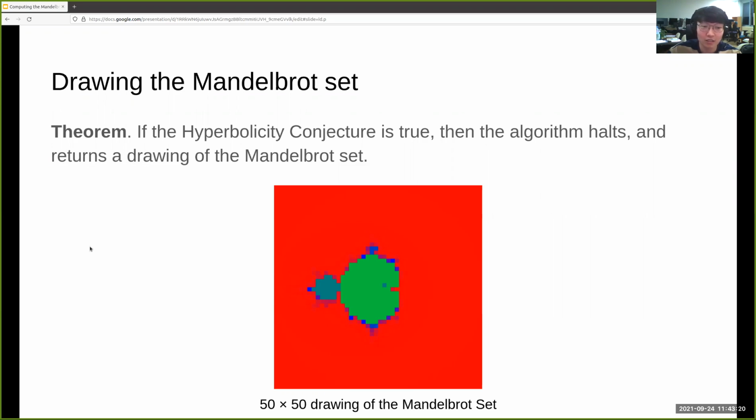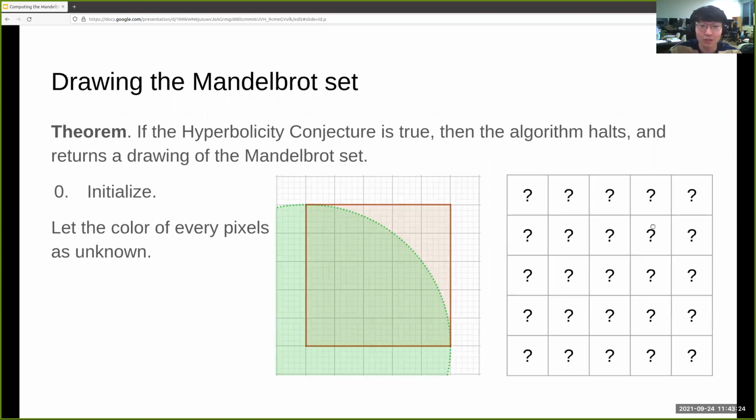Okay, then let's look at a deeper look into the algorithm. First, we're going to initialize. Let the color of every pixel be unknown. What I mean by unknown is that the color is not 0, not positive, and not negative. It is just an unknown color yet.